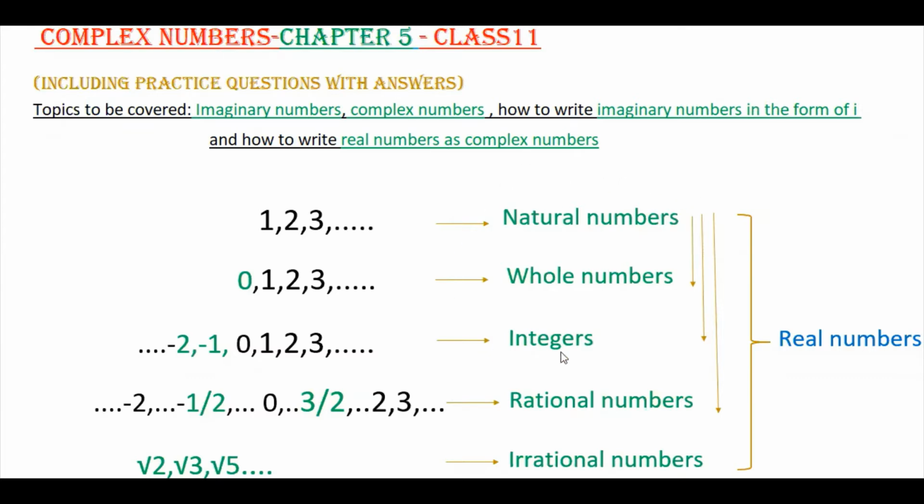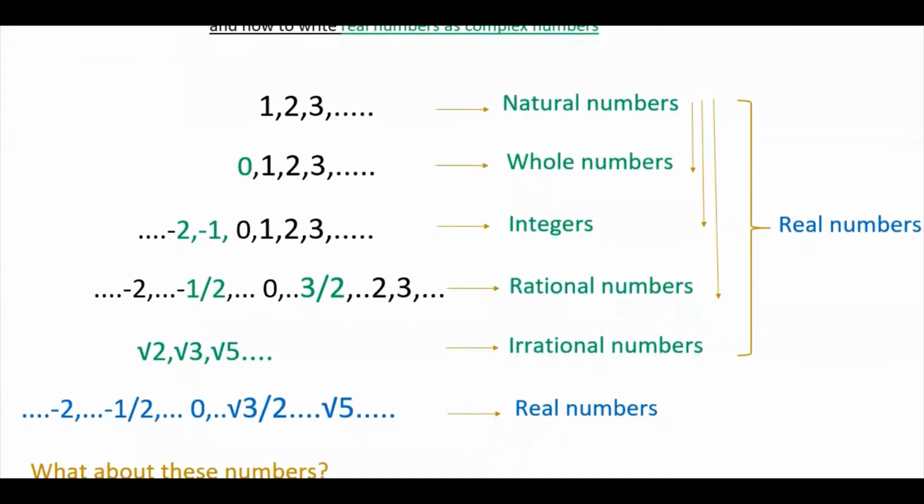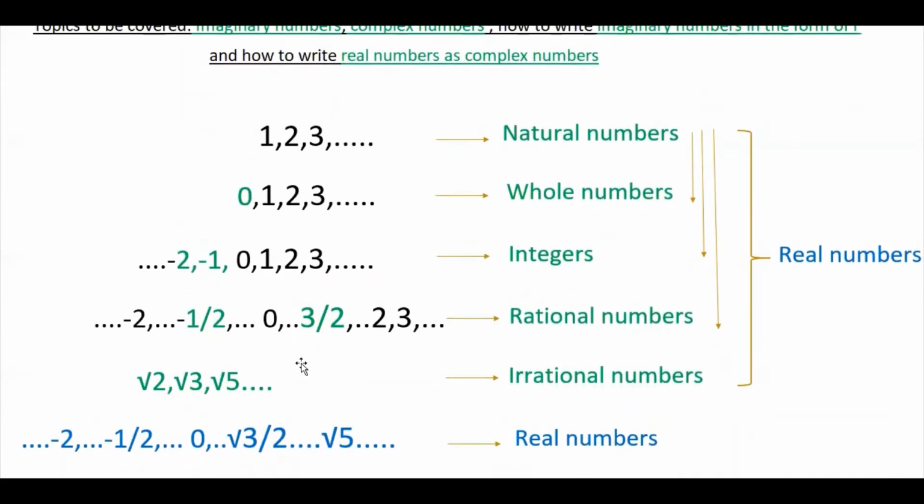We have already learned about these numbers. Those are natural numbers and whole numbers, integers, negative numbers and whole numbers are integers, and rational numbers. All these numbers are rational numbers, and also irrational numbers. Those numbers are root 2, root 3, root 5, etc. These numbers are called irrational numbers. And we have already learned real numbers include rational numbers as well as irrational numbers. All these numbers are real numbers.